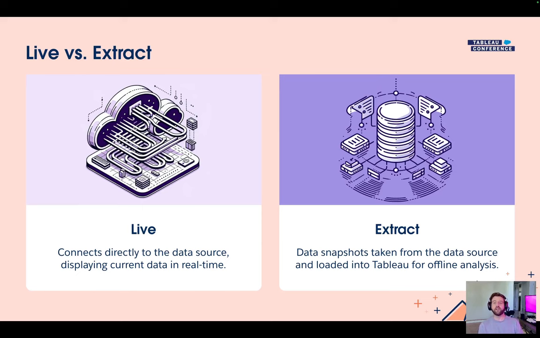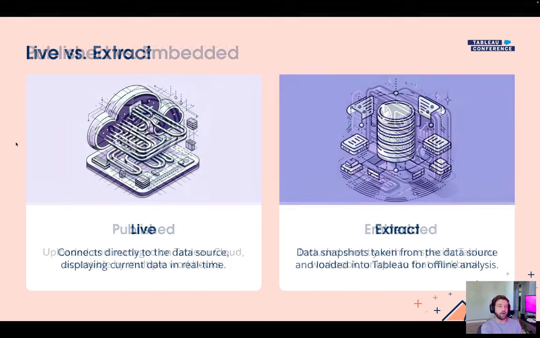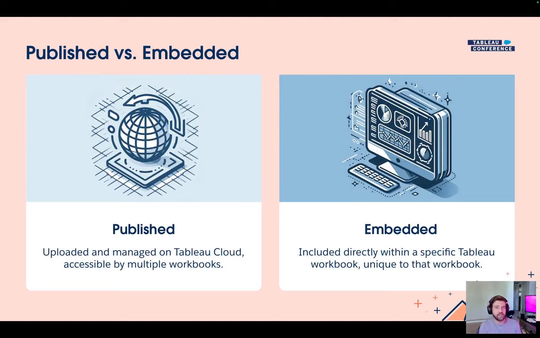If you've been working with us for a while, you may have seen these or may have already made these decisions in your other data sources or in your other workbooks. But a live data source connects directly to the source and displays current data in real time. Every time you make a change to a workbook connected to a live data source, it queries that source itself, and you get new up-to-date data. But you can also connect to data as an extract, and this means that it's a snapshot taken from that source and loaded into Tableau. We normally see some faster performance with extracts, but overall, both of those are great ways to remain connected to your data.